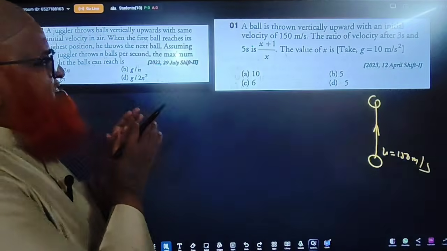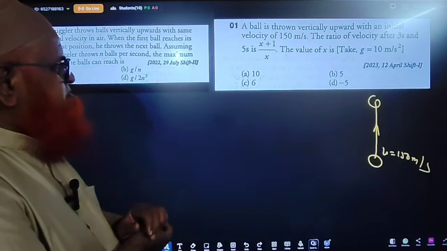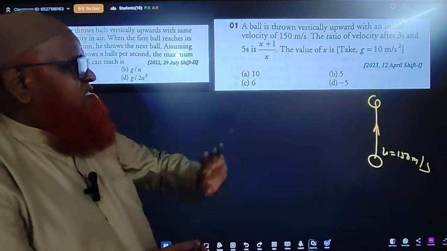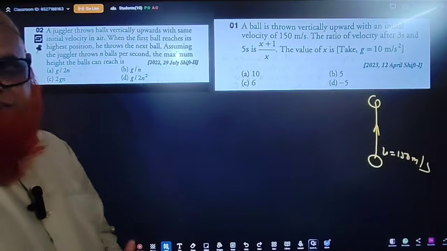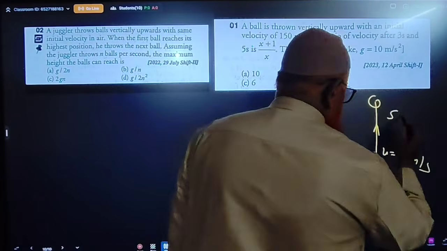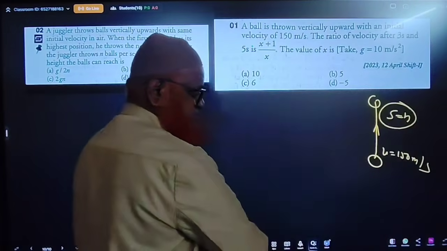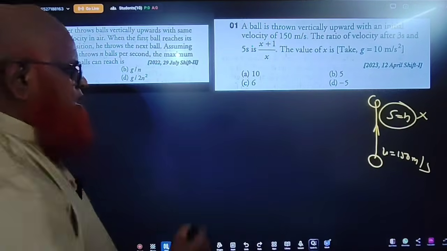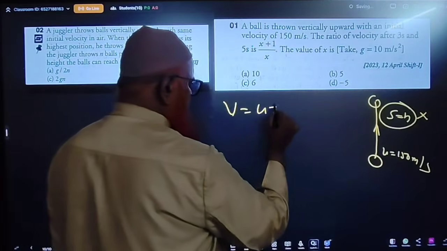So now, what is not discussed in this case? Times are given. Initial velocity is given. What is not discussed? There is no discussion of displacement, which is nothing but height in the case of vertical motion. What is the formula you have to select now? See, V is equal to U plus AT.